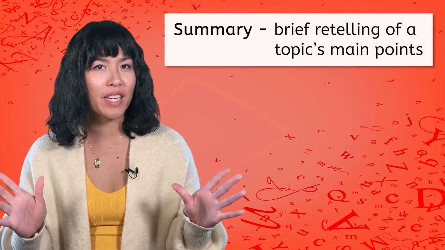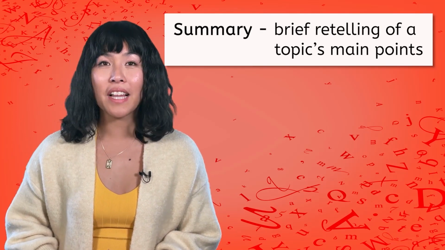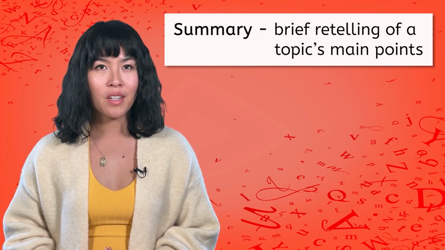The third type of evidence is a summary. A summary is a brief retelling of a topic's main points. For example, you might summarize the study in which that economist found Americans drink so much more coffee than tea by giving your reader a sense of who, where, when, and how the data was collected to make that determination.